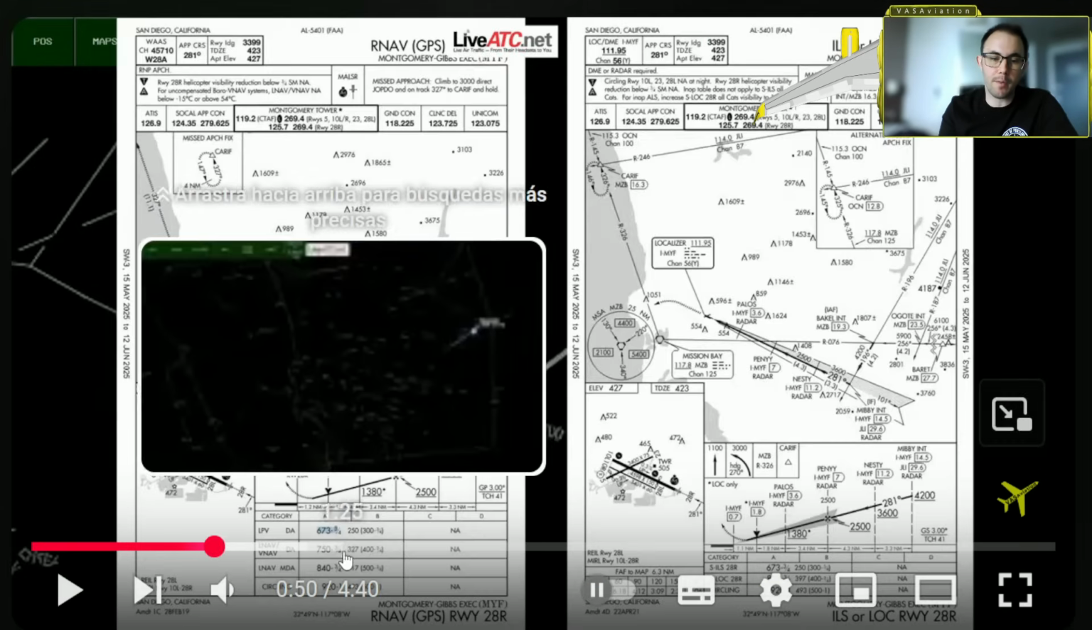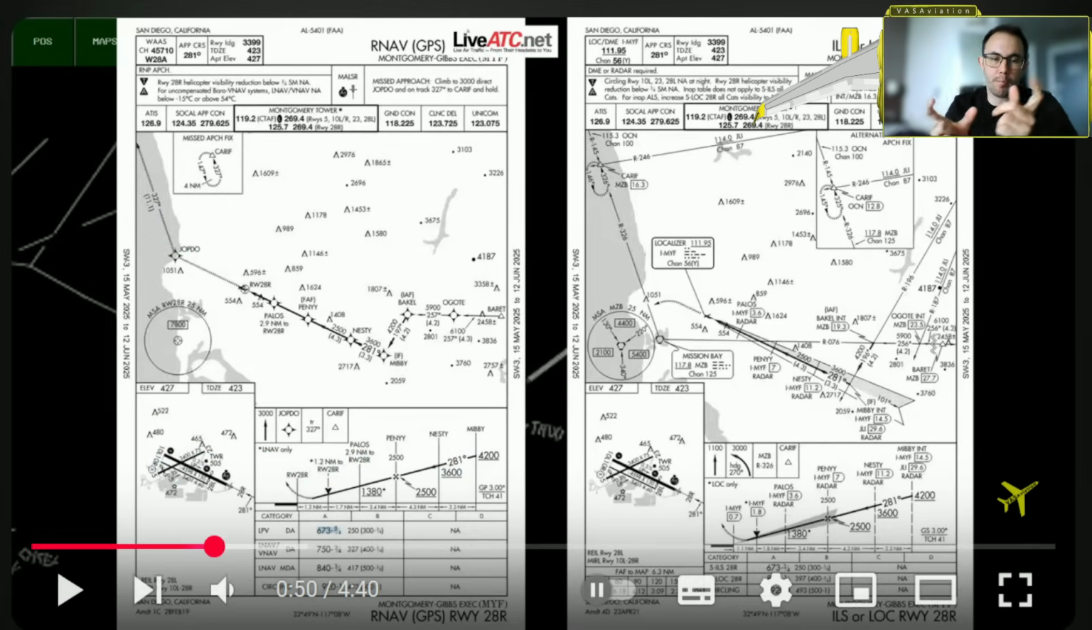Here we have the approach plates for both approaches. I wanted to share both, even though they only requested the RNAV approach, just to give you information on both. They're pretty much the same approach, with a few differences here and there, especially the minimums, but it's pretty much the same approach.